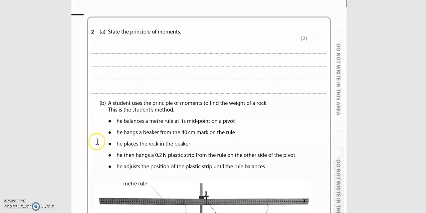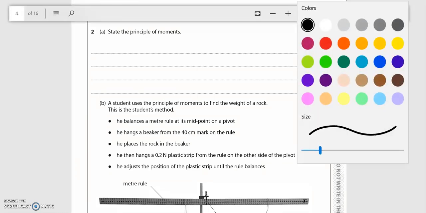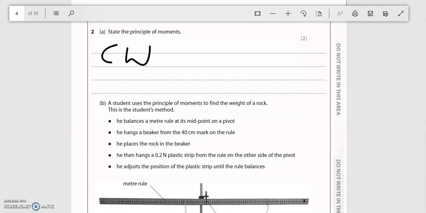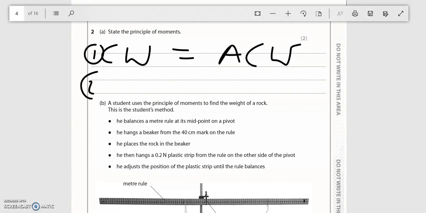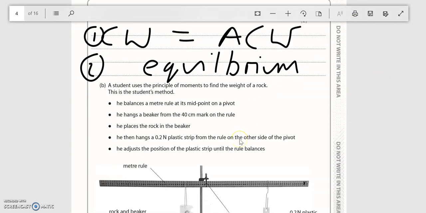This is a recall question for part A, state the principle of moments. For 2 marks, first mark is the sum of the clockwise moments equals the sum of the anti-clockwise moments. Sum of the clockwise moments equals the sum of the anti-clockwise moments, in words obviously. And then your second mark is for an object in equilibrium, or for a system in equilibrium. That's the important word.